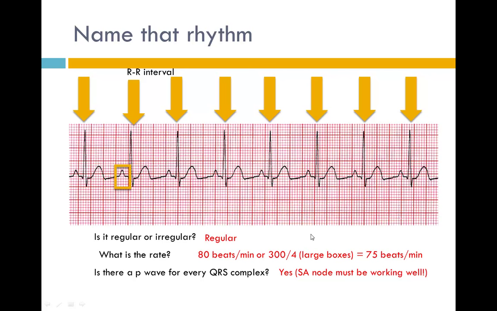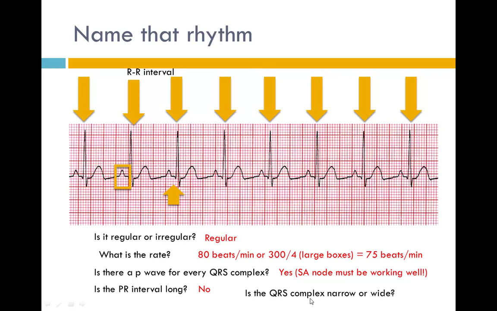All right, next, is the PR interval long? And if you remember, the PR interval has to be between 0.12 and 0.20. So again, we're going to count those boxes. So let's go ahead and do that. I'm going to do it over here. So 1, 2, 3, 4. So 4 times 0.04 is 0.16. So it fits in between that 0.12 and 0.20. So yes, the PR interval is not long. It's within normal.